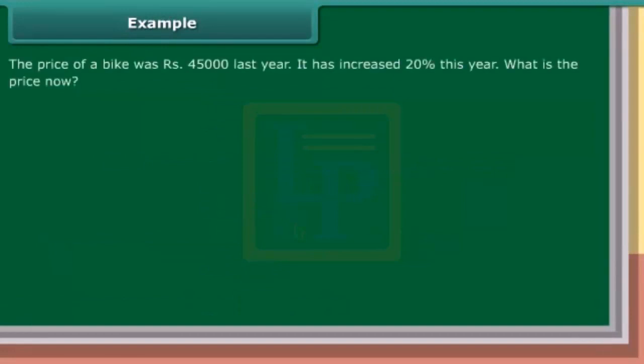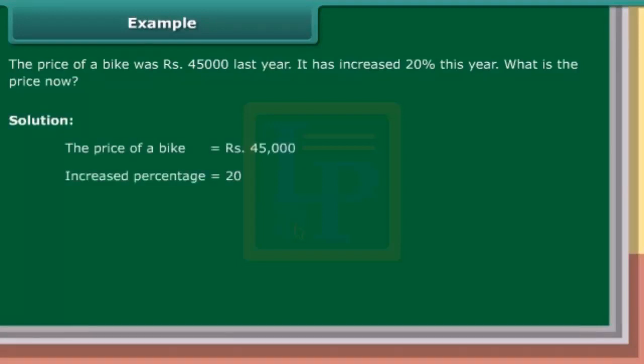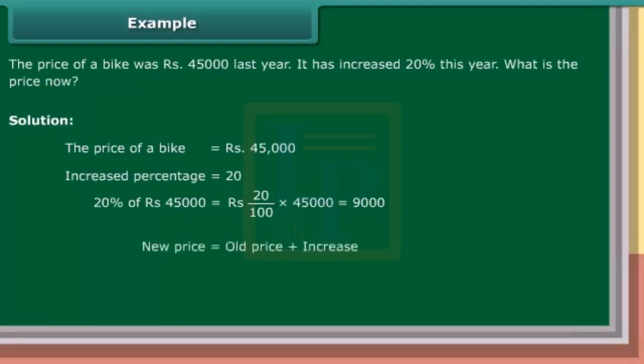Example. The price of a bike was rupees 45,000 last year. It has increased 20% this year. What is the price now? Solution. The price of a bike is equal to rupees 45,000. Increased percentage is 20. 20% of 45,000 is equal to rupees 20 upon 100 into 45,000, which is equal to rupees 9,000. New price is equal to old price plus increase, which is equal to rupees 45,000 plus rupees 9,000, which is equal to rupees 54,000.